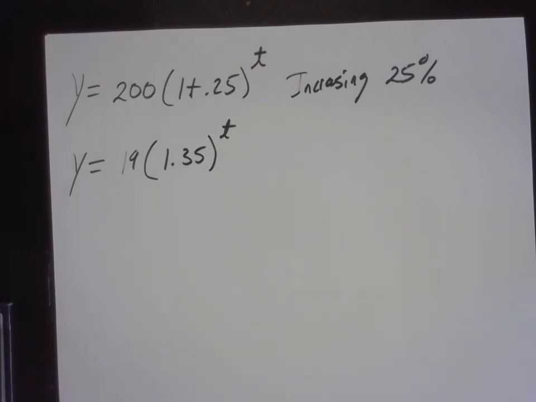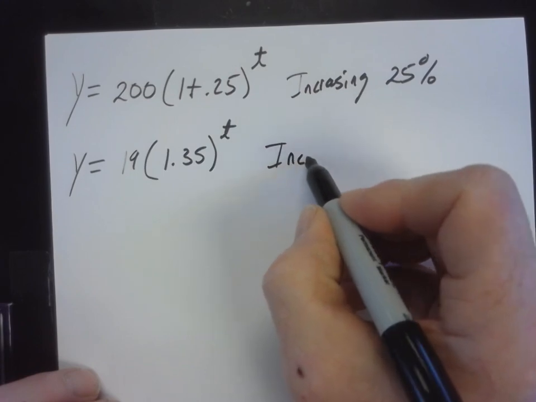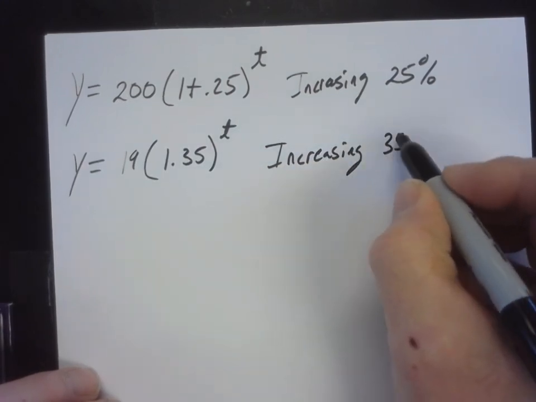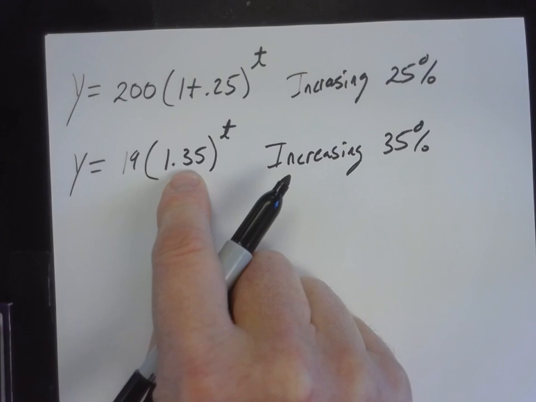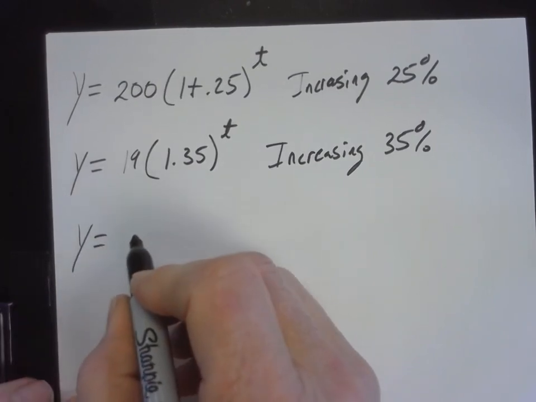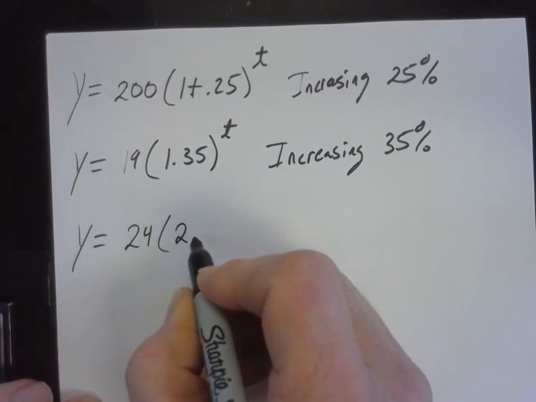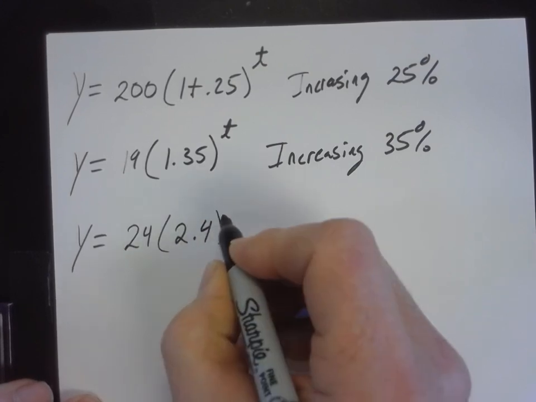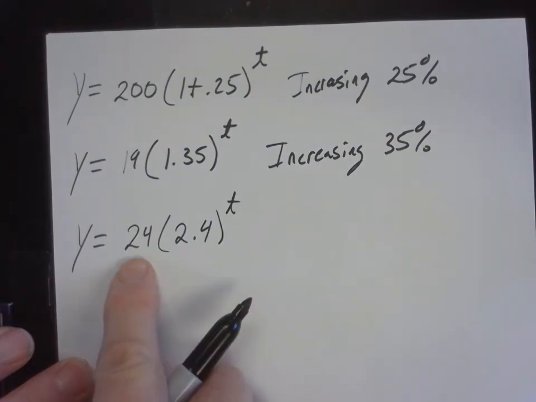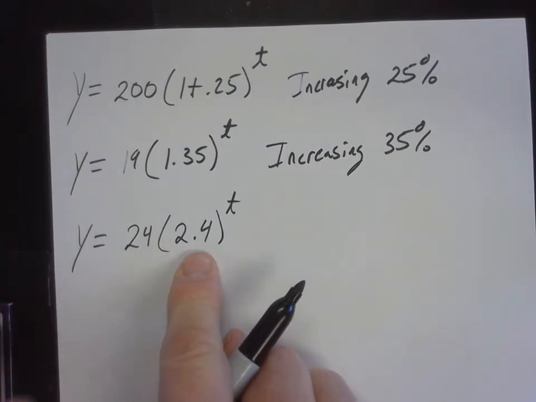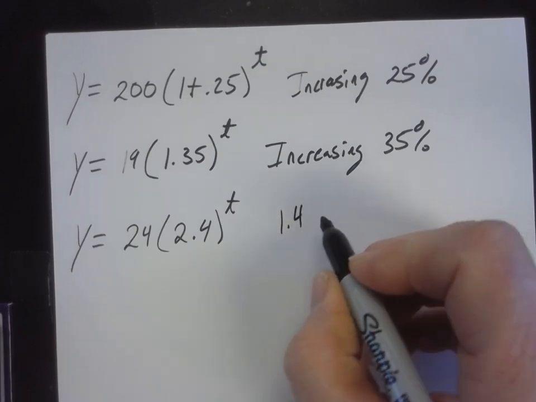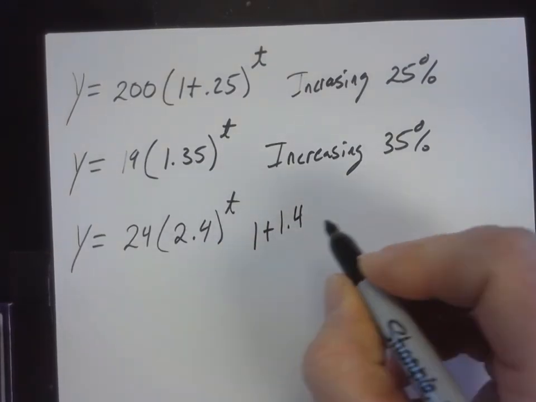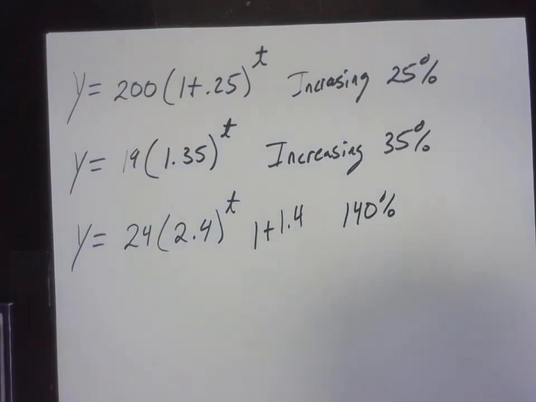Do you guys agree? Now this one, see, they've already added the one and the 35% together, haven't they? But you can see it's still going up 35%, whatever it is above one. And sometimes it gets a little rough. This one's increasing, obviously. Initial amount? 24, right? How much is this one above one? 140%. Oh, there you go. So this one is 1.4 added to that, so this one's actually going up 140%, right?